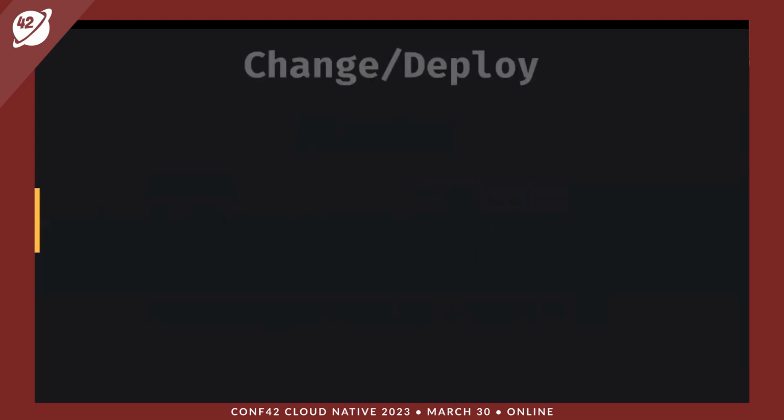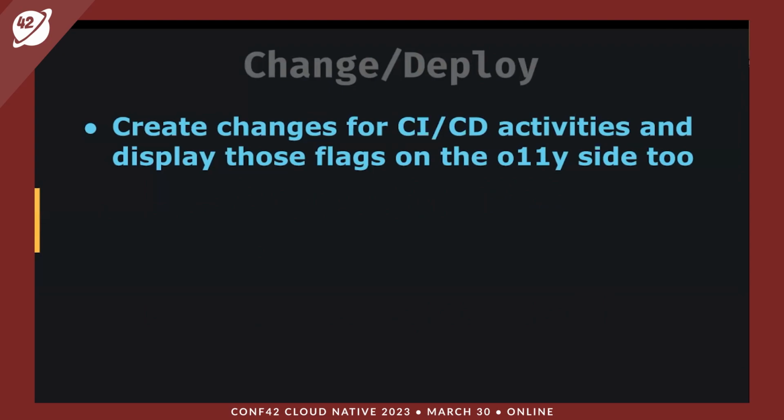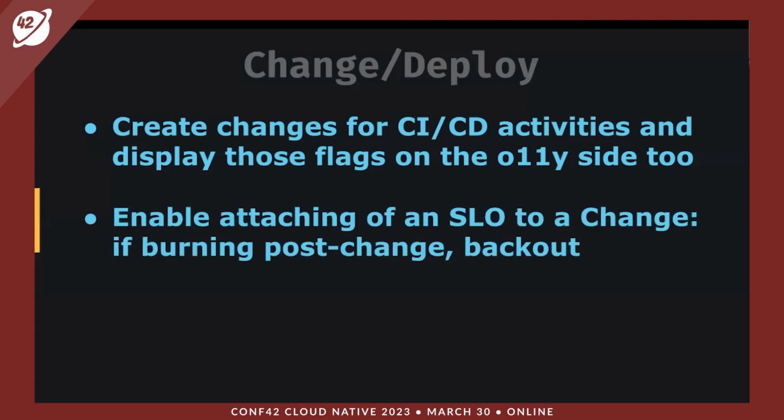First, in terms of changes or deploys, we should be able to automatically create changes for CI/CD activities and display those flags on the observability side too, so that we have full context of what changes are happening when, and we can use that as very rich intelligence when we're debugging our applications. We need to enable the attaching of an SLO to a change request. If the SLO is burning post-change, then back it out. And this aligns well with practices that we probably already do in SRE, but we bring ITSM into the fold here. And it's something that can take zero effort from the DevOps side to make this possible.